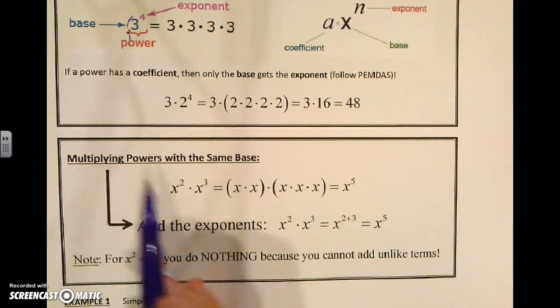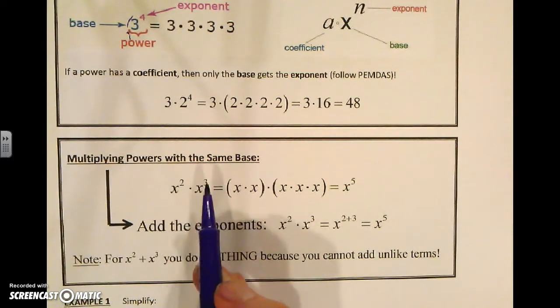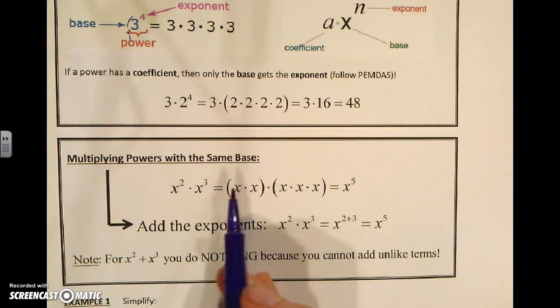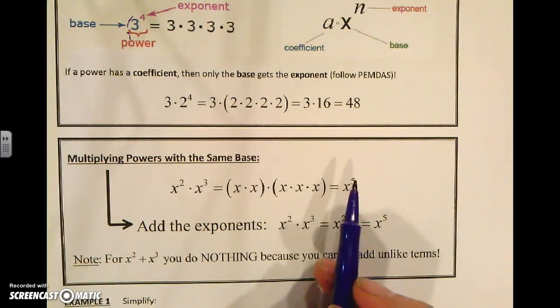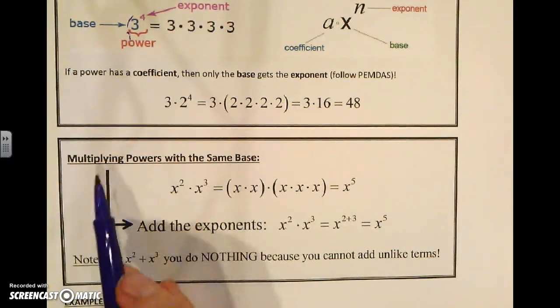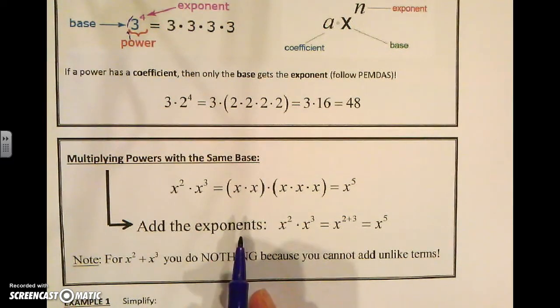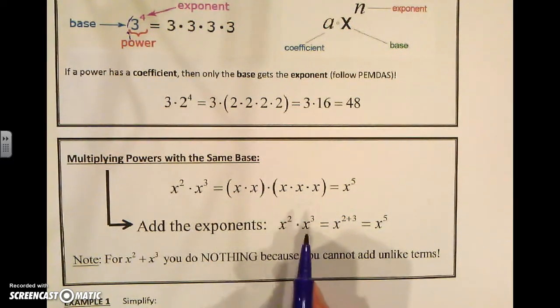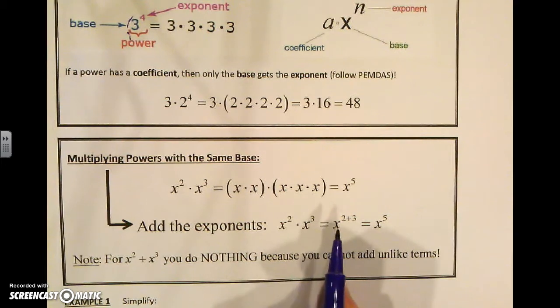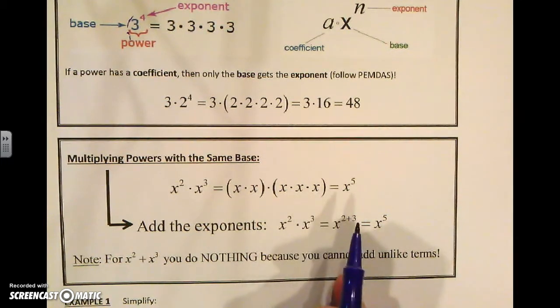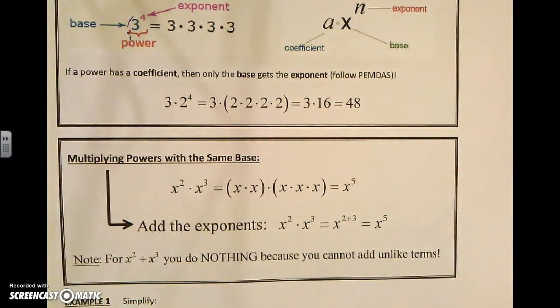So the rule that goes with that: notice that here I have a 2 and a 3, and I'm going to add these plus these, and I'm going to get an exponent of 5. So when multiplying powers with the same base, you're going to add the exponents. So x to the 2nd times x to the 3rd is equal to x raised to the 2 plus 3, which is x to the 5th.